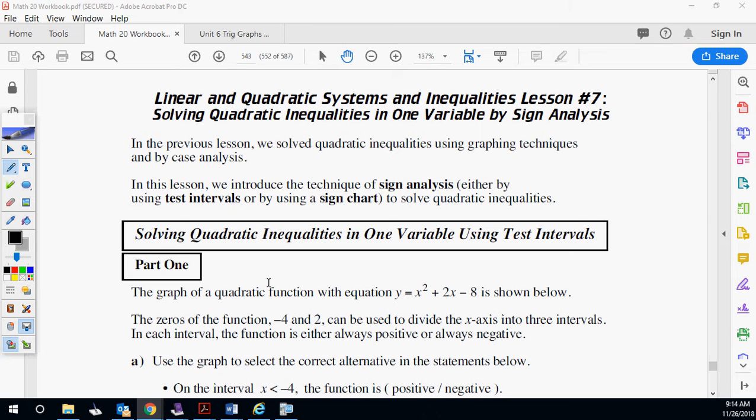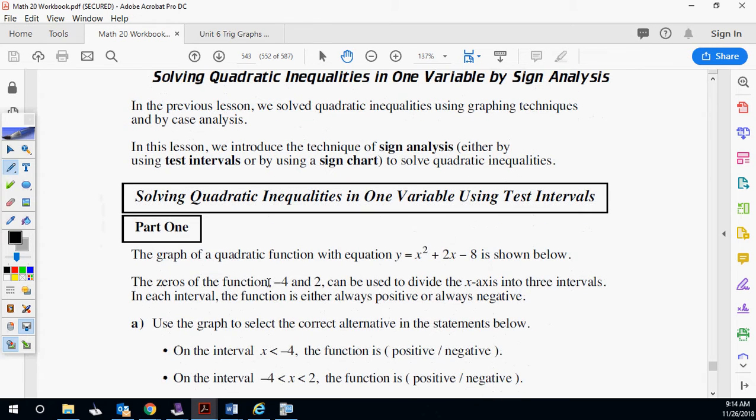Number 7, last lesson of the unit. You guys got 2 units left out of 8. That means you're 75% done with the course. Wow, crazy. Okay, so you're like, wait, I don't know anything. Don't say that.